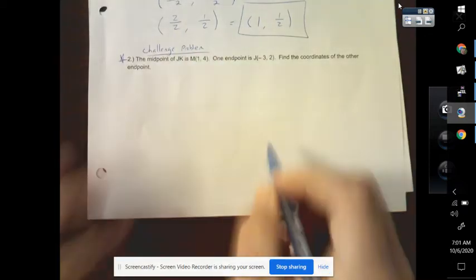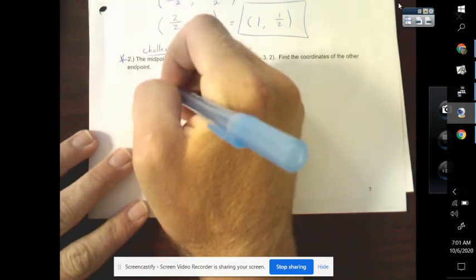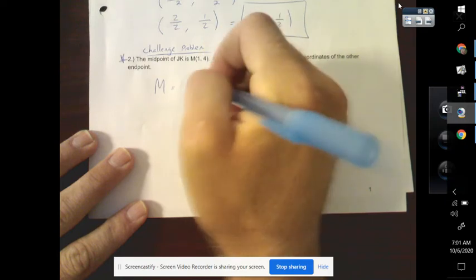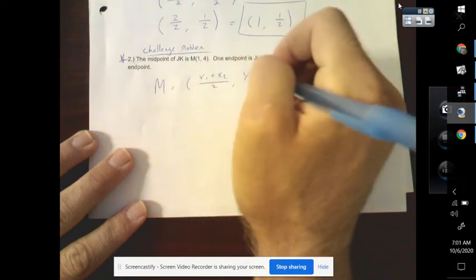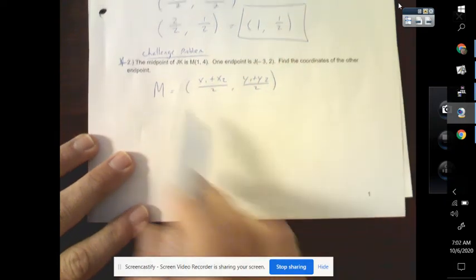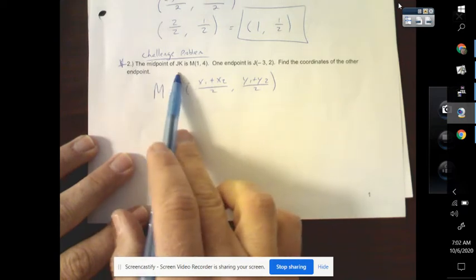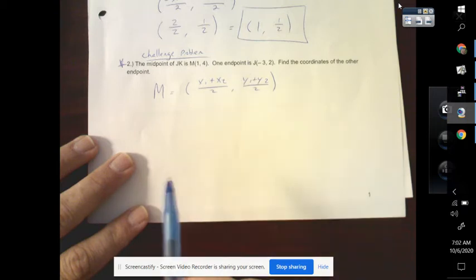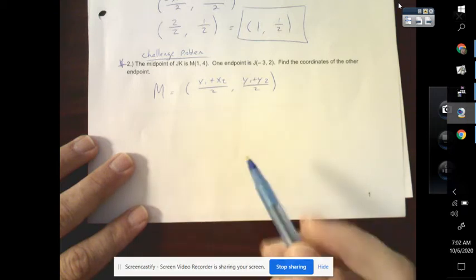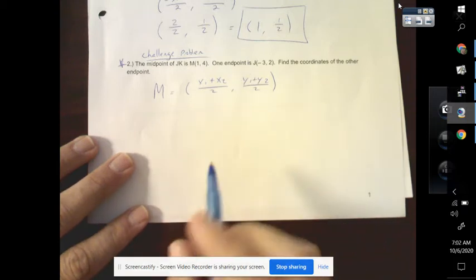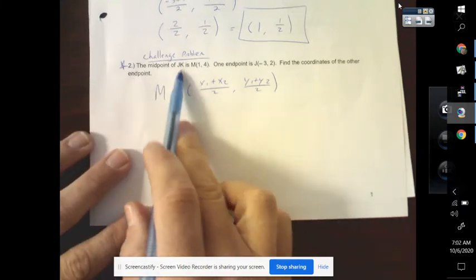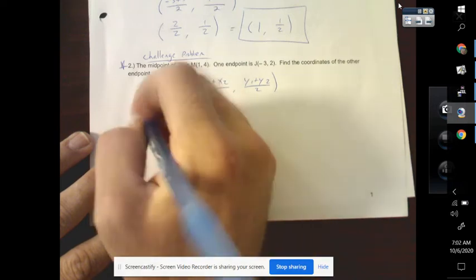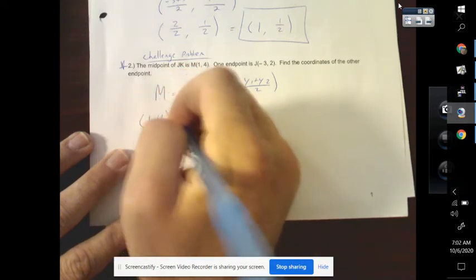So here we go. We know the midpoint formula is as follows: x1 plus x2 divided by 2, y1 plus y sub 2 divided by 2. They are telling us that the midpoint of JK is this point, 1, 4. They're telling us one of the endpoints is that one. They want to find the other endpoint. Like I said, challenge problem. This midpoint goes where the M is, so I'm going to put 1, 4 over here.